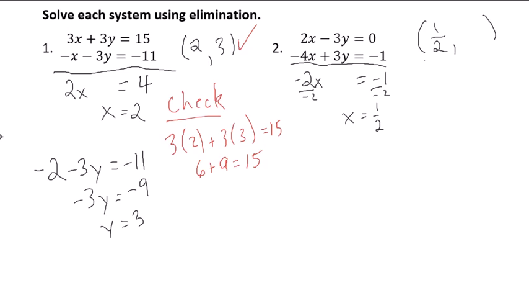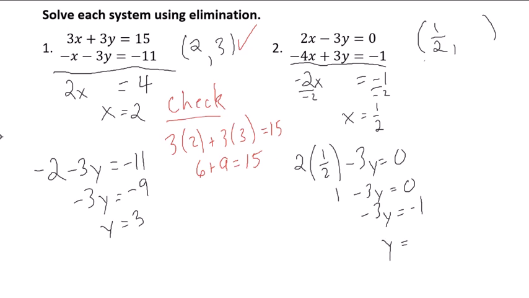Now we've got to figure out y. So I'm going to plug into the first equation. 1/2 is replacing the x, minus 3y equals 0. Half of 2 is 1. So 1 minus 3y equals 0. Negative 3y equals negative 1. Divide by negative 3, and y equals a positive 1/3.